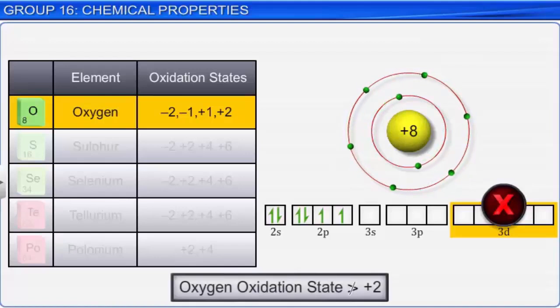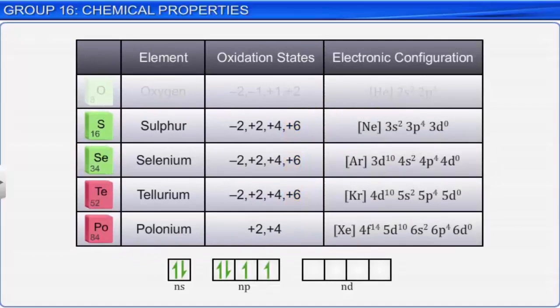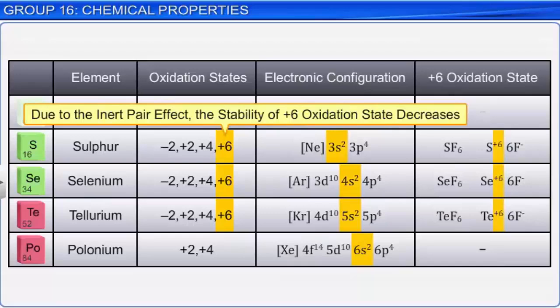The other elements of the group, apart from exhibiting +2 oxidation state, also exhibit +4 and +6 oxidation states due to the availability of d orbitals in their atoms. These elements show +4 oxidation state in their compounds with oxygen and +6 oxidation state with fluorine. Due to the inert pair effect, the stability of +6 oxidation state decreases, while the stability of +4 oxidation state increases down the group.